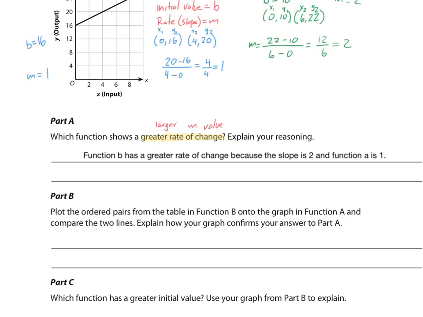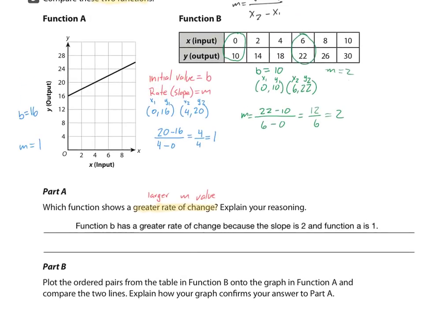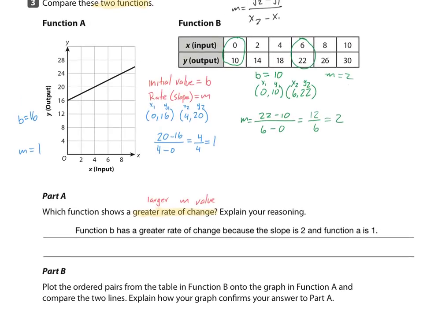For part b, it says, plot the ordered pairs from the table in function b onto the graph in function a, and then compare the 2 lines. Explain how your graph confirms your answer to part a. So for this part, we're going to go up again, and now we need to use the information on the table to graph. Okay, so our first point is going to be 0, 10, so we're going to go right here at 0, and then we're going to go to 10, which is somewhere right here in the middle. So let's put our first point somewhere here.